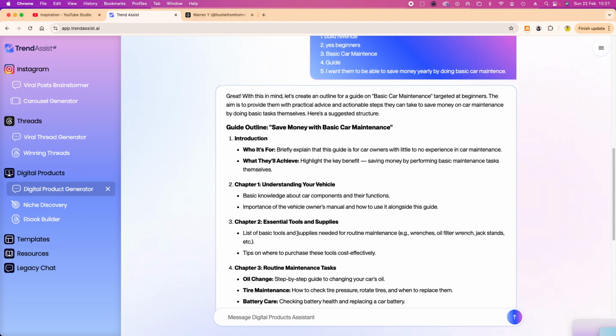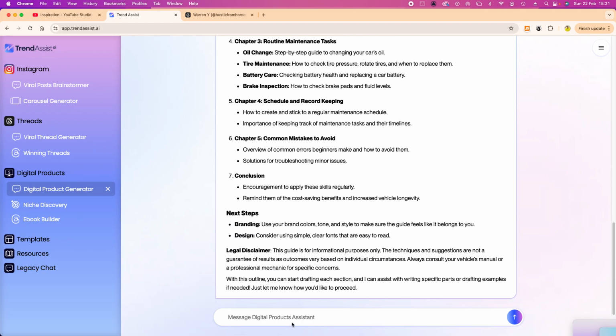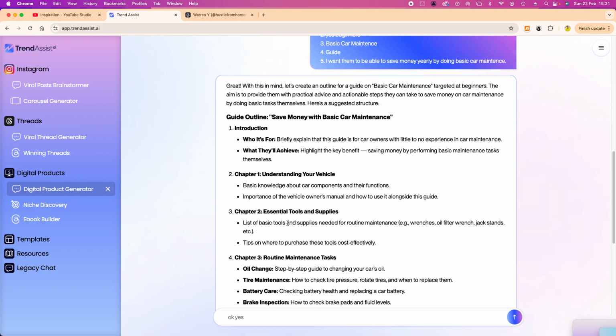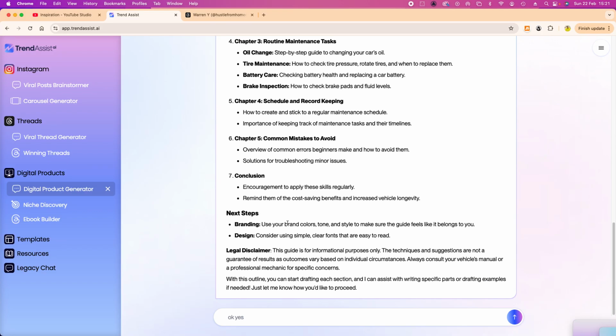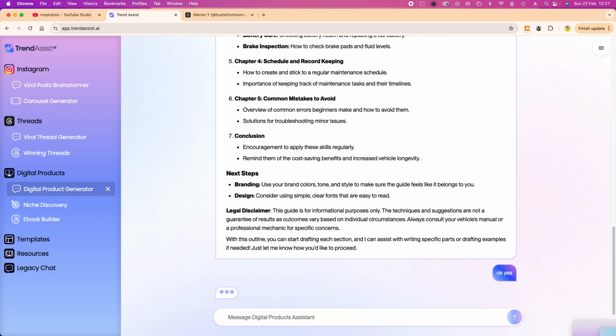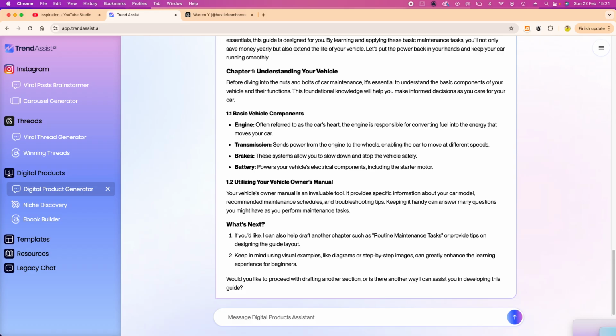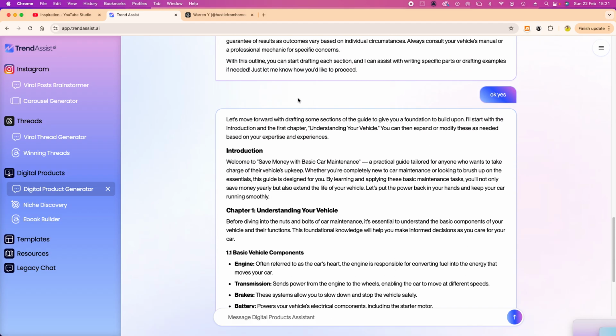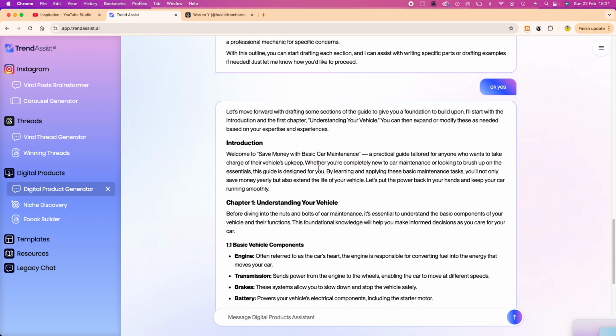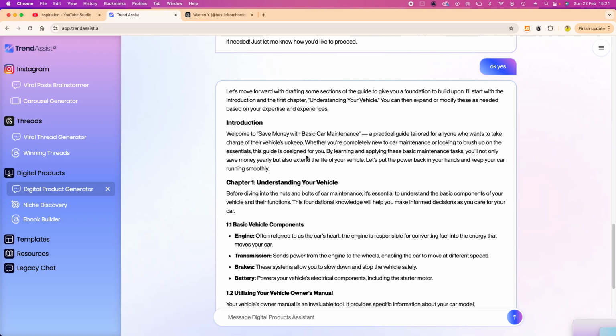So now we would say, okay, cool. Let's have another look. Yeah, and we'd say, okay, cool. And there was one thing I just, let's say yes, cool. You see what it generates. Right? So let's move forward. And now it's going to start to write the book. It's writing the book, right?